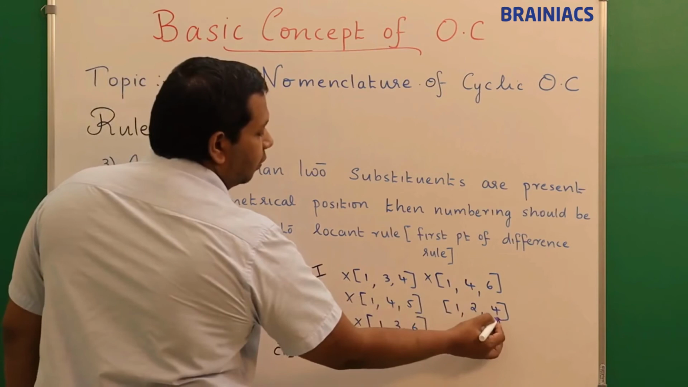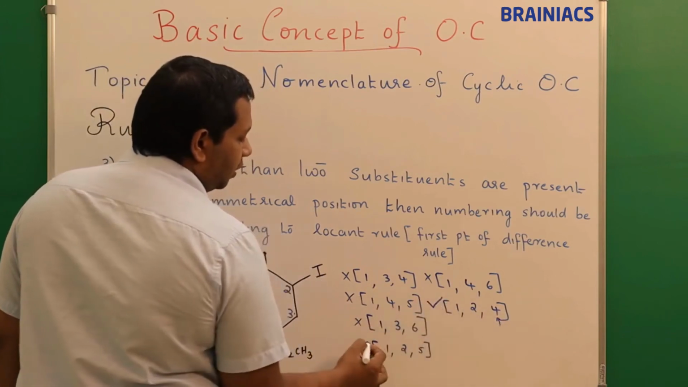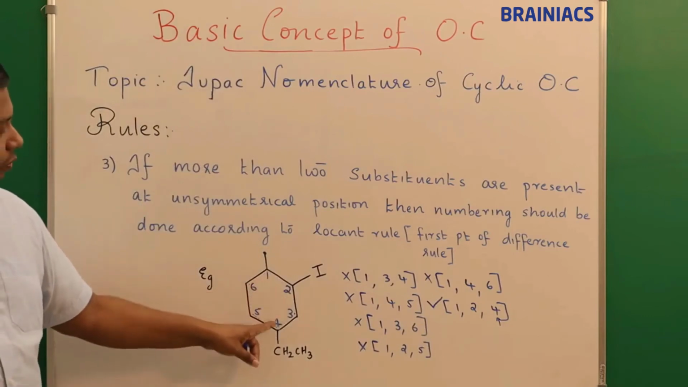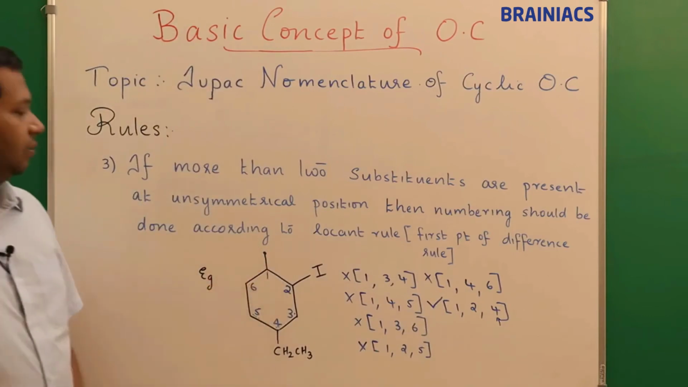So the least number is 4. That means this is the correct locant. This is wrong. So 1, 2, 4. That is 1, 2, 4. That is the correct one. Now I can name the compound.